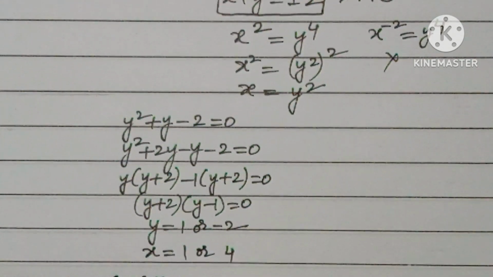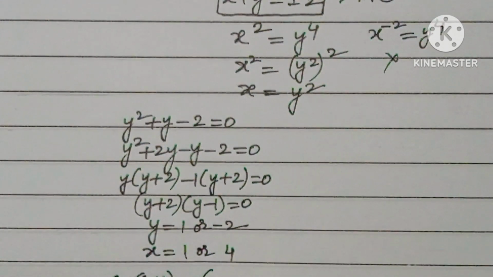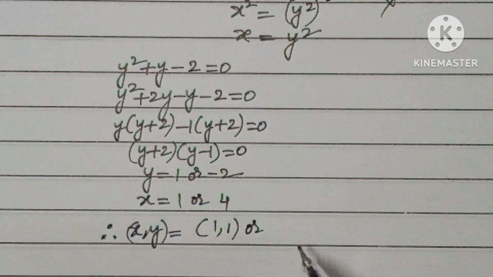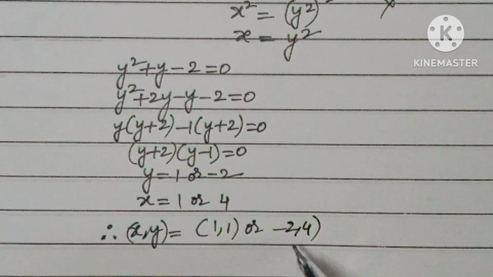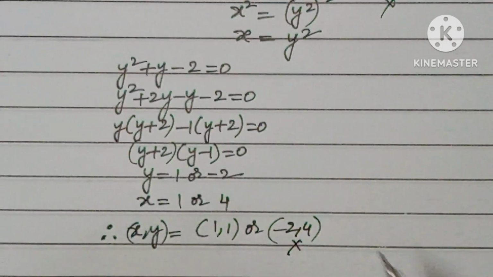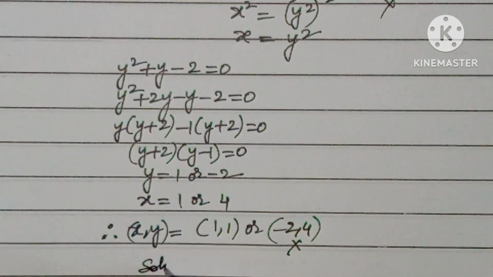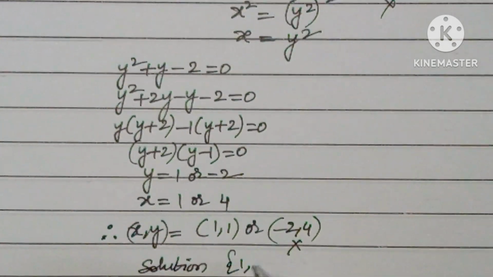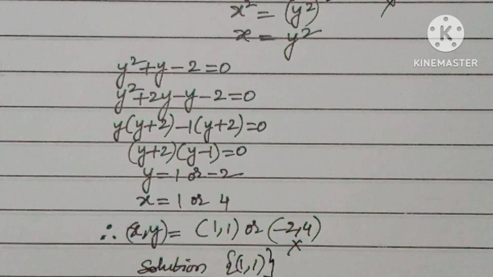Therefore, x comma y is equal to 1 comma 1 or minus 2 comma 4. It does not satisfy. Therefore, the only solution is 1 comma 1.